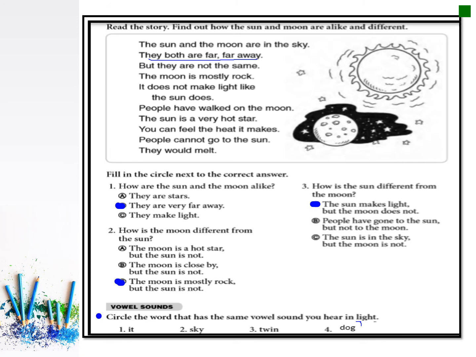It. Here the letter I has the E sound. Then you have sky, I sound. Twin, E, twin. And dog.